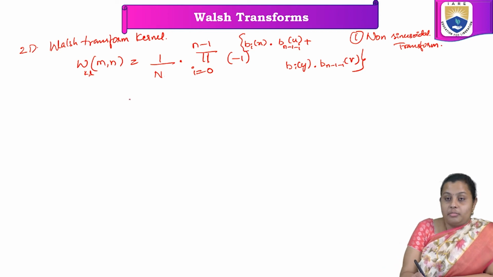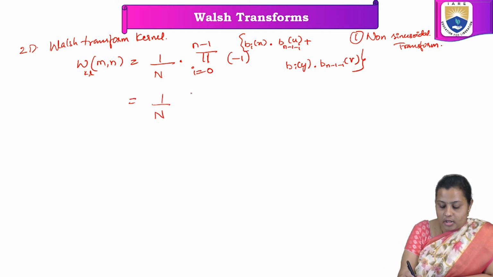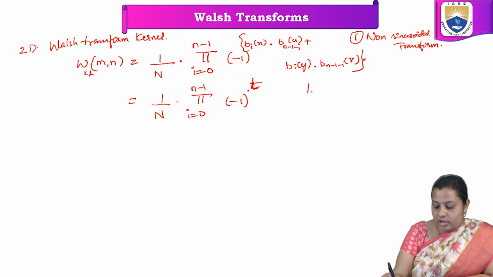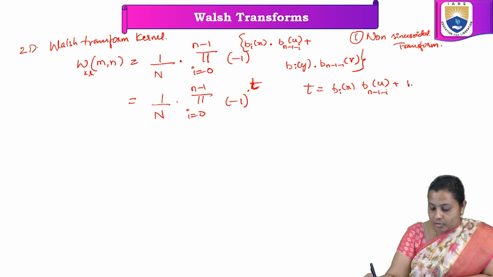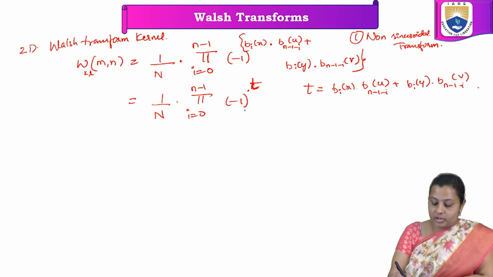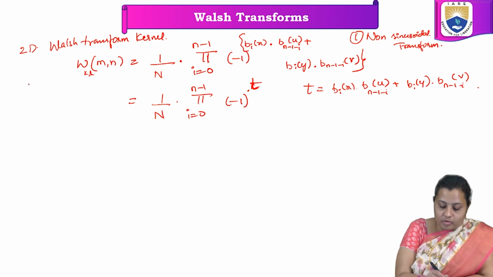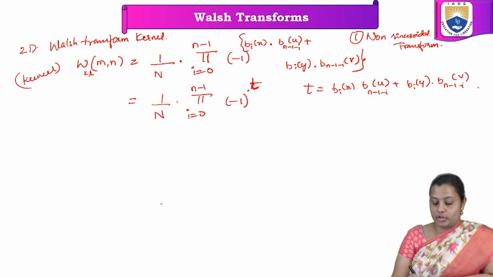So in simpler terms, I can write it as 1 by N into the product over i ranging from 0 to n minus 1 of (minus 1) power t, where t is equal to b_i(x) into b_(n-1-i)(u) plus b_i(y) into b_(n-1-i)(v). So this is my Walsh transform coefficient, or my kernel.